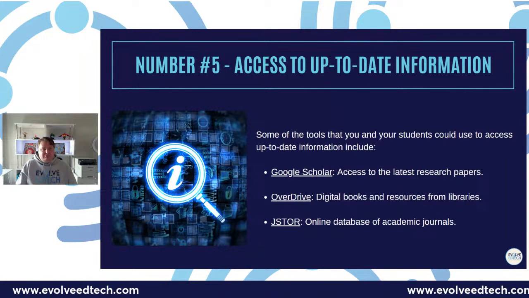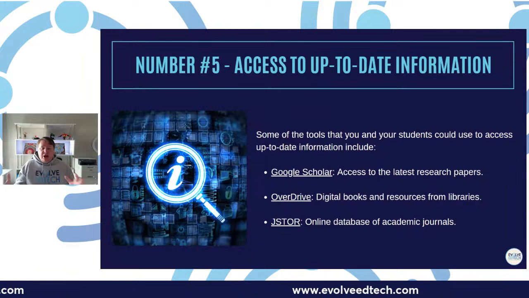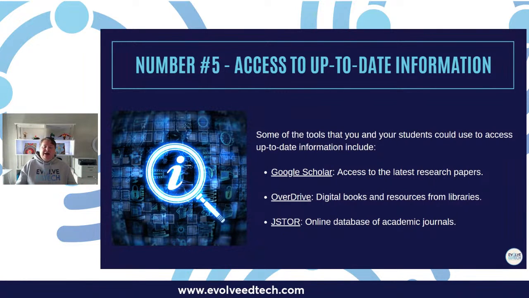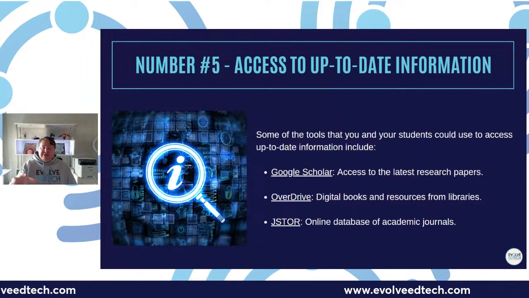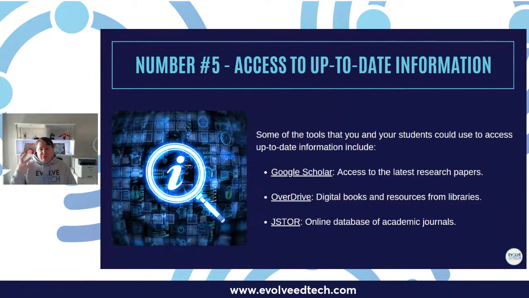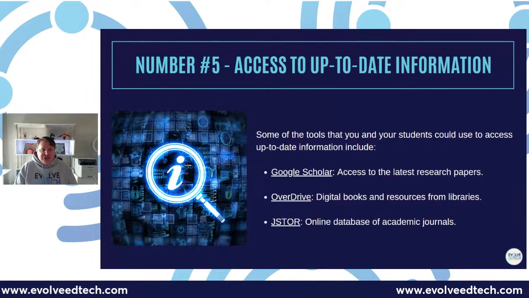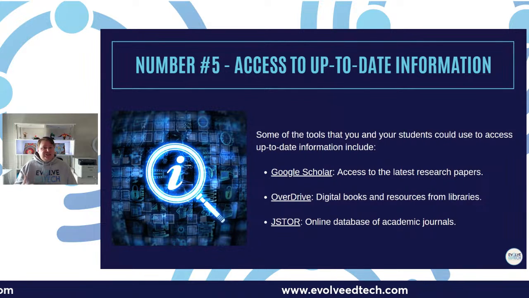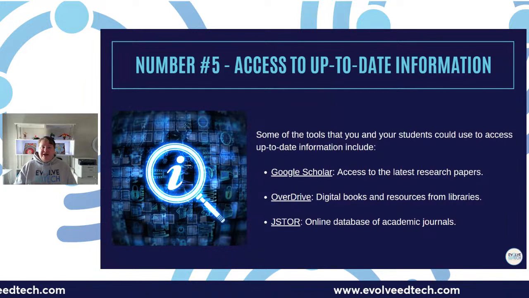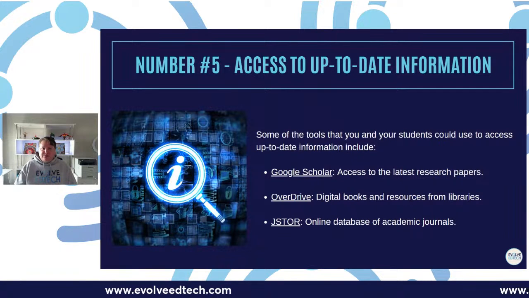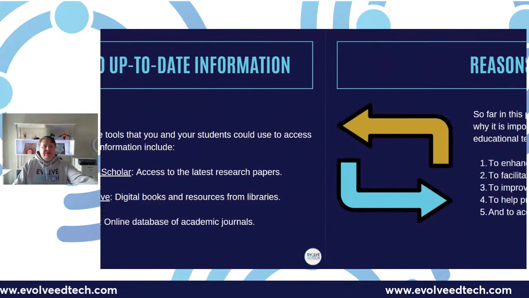And JSTOR, which most of us, if we've been to university or college, we've probably accessed. It's an online database of academic journals. So that one might be for educators. It might be for students in those upper years, those more advanced students, so that they can access a whole range of academic journals that they might be able to use in their research or their study. So accessing up-to-date information is so simple, it's easy, and it's effective simply by incorporating educational technology into our classrooms. All right, so that is our first 5.